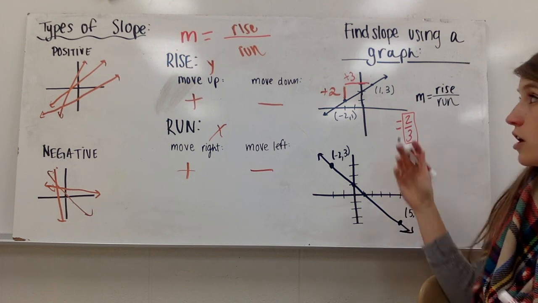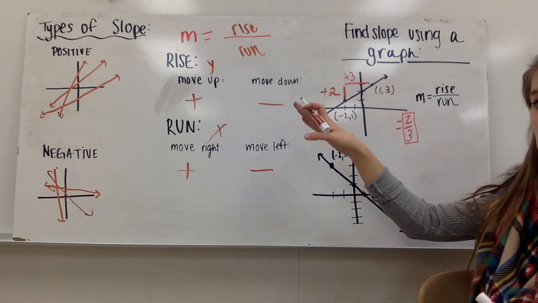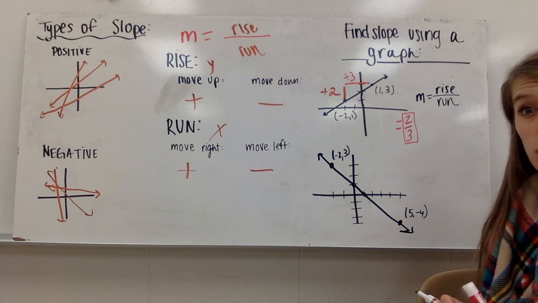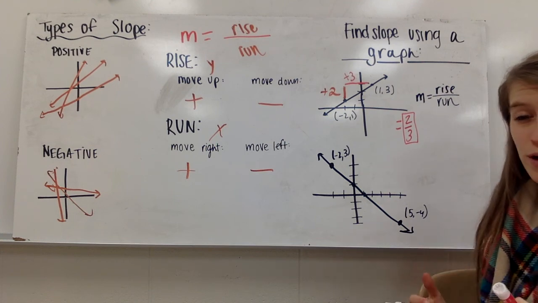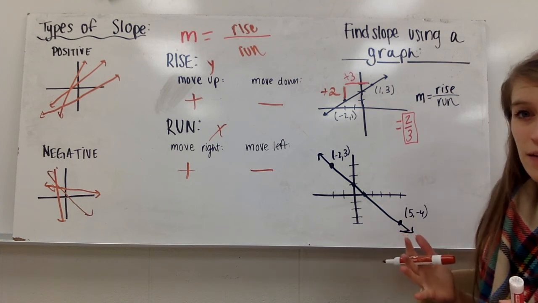Now, I could also start from the right and read left. Just know that no matter where you choose your points, no matter where you start from, your slope will always be the same for this line.